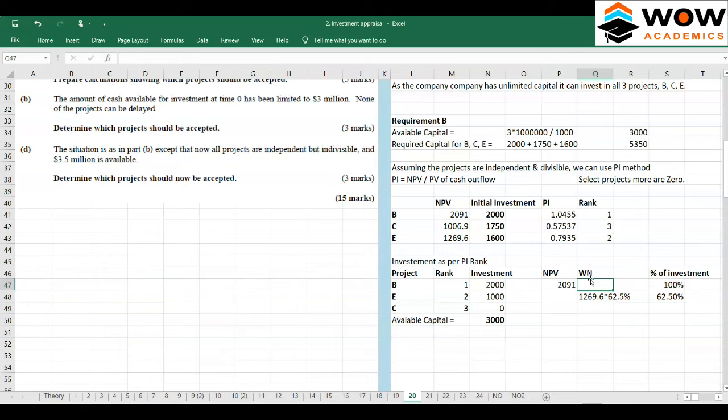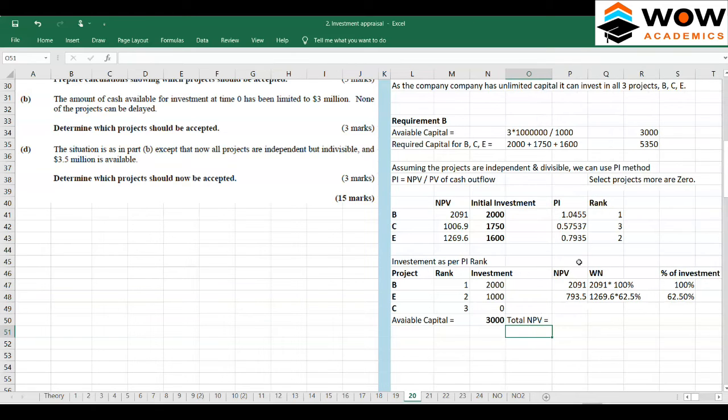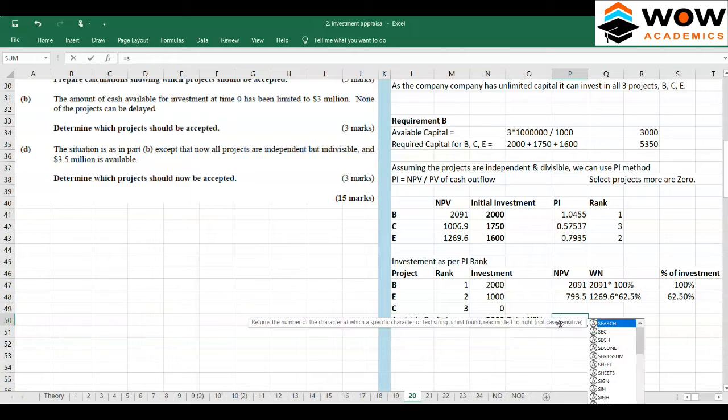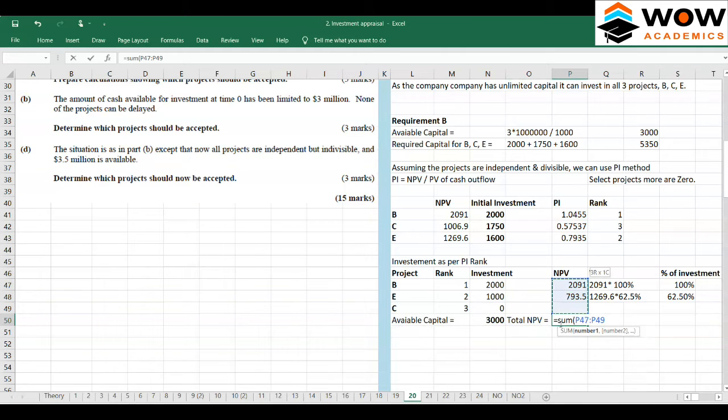So here we can put 2091 into 100% of NPV, but for E we can't put that much. We can only put 62.5%. So how much will we get? Our total NPV will be this number, right? So the percentage of investment in C will be 0%. So that's about here.